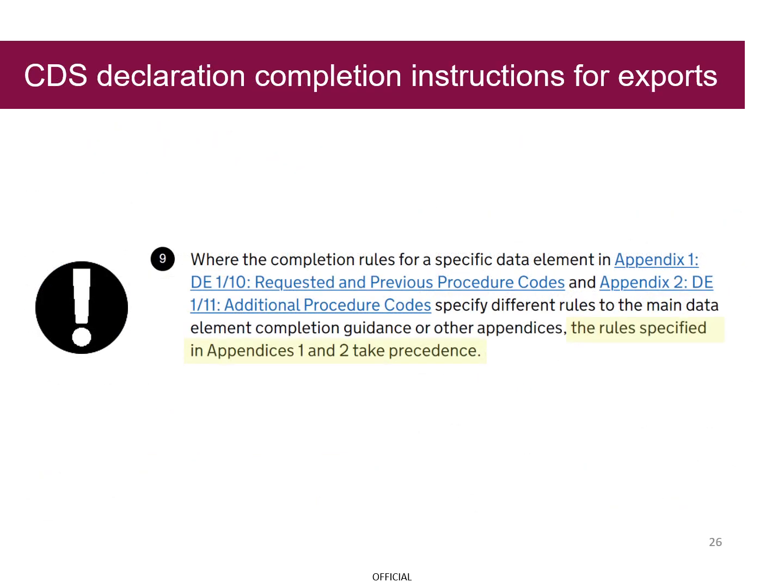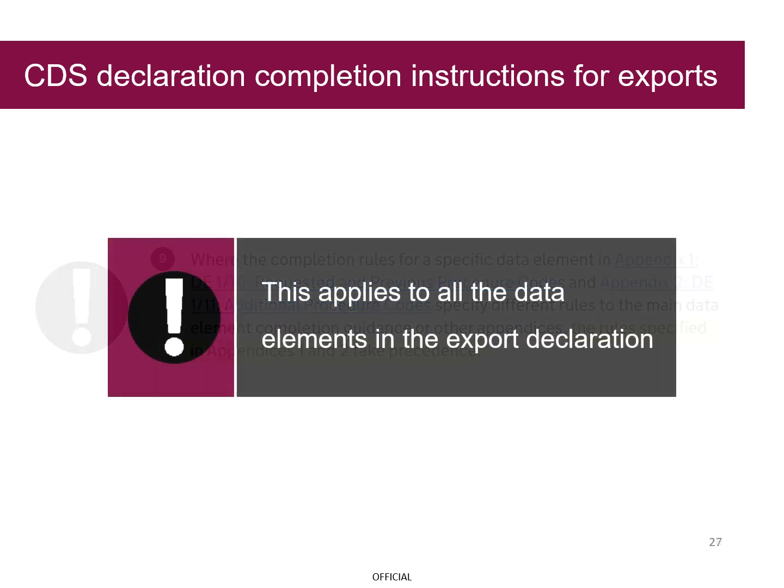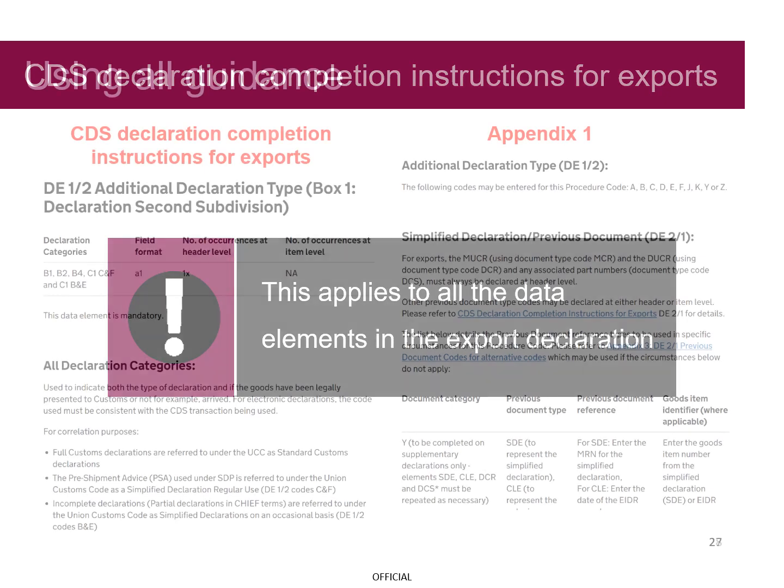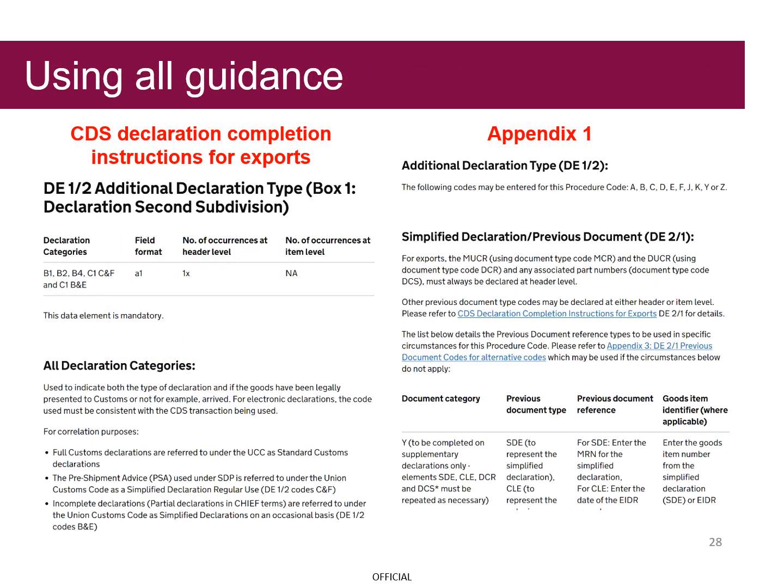It's important to remember that if the rules specified in the CDS declaration completion instructions for exports are different to the rules specified in Appendix 1 and 2, Appendices 1 and 2 always take precedence. This applies to all the data elements in the export declaration. Grayson moves on to the next data element of the declaration. He has scrolled down to data element 1.2, additional declaration type. He has also identified data element 1.2 in Appendix 1.